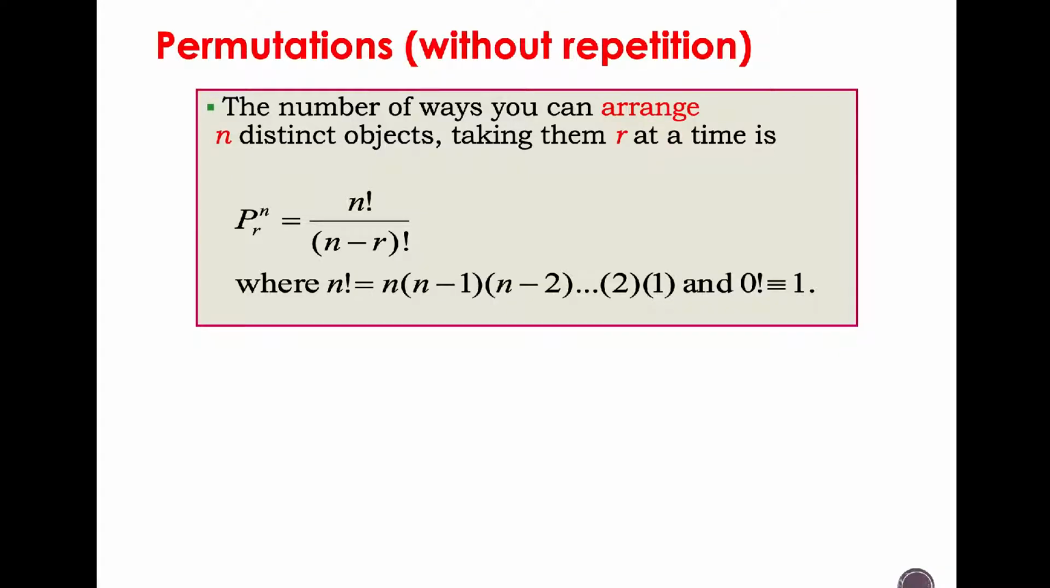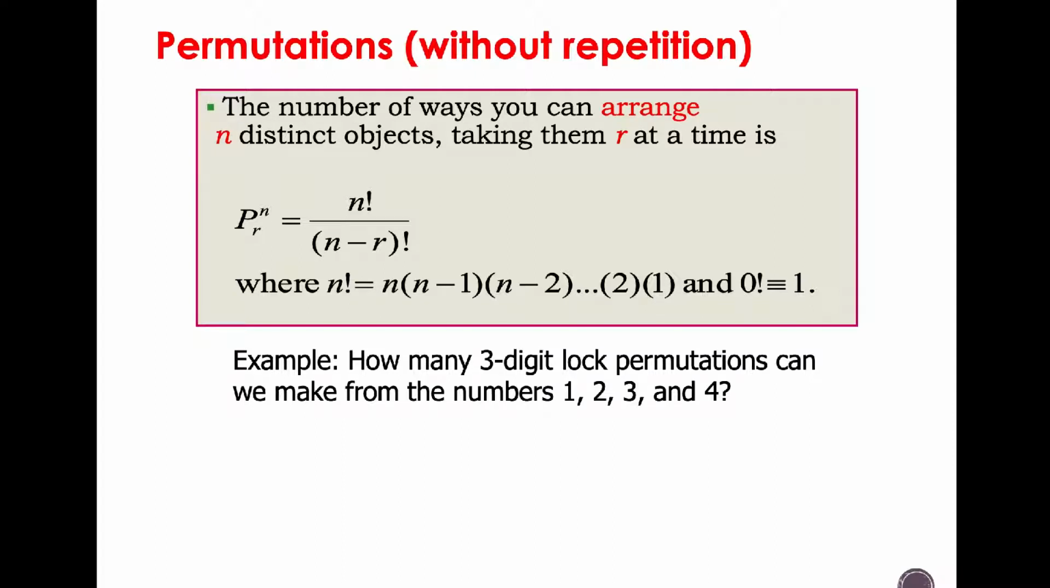So for permutation without repetition, the number of ways you can arrange n distinct objects taking them r at a time is P. The permutation equals n factorial divided by (n minus r) factorial. That means n times (n minus 1) times (n minus 2), and so on.